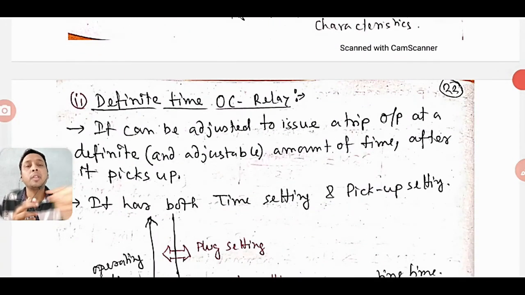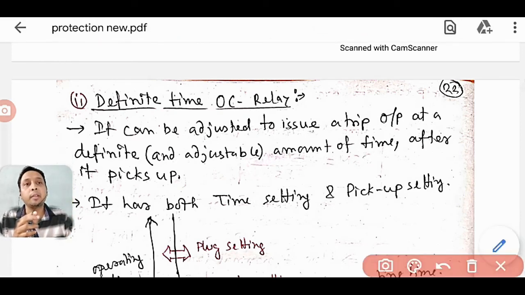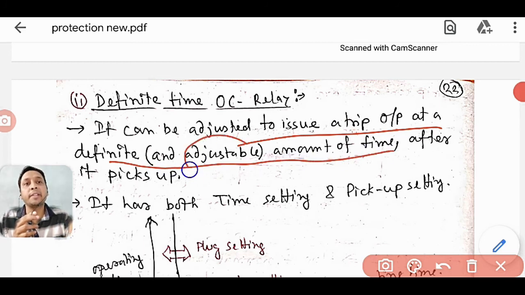Now next comes the DTOC, the definite time overcurrent relay. Here we will fix a current value and a time: 0.5 second, 0.3 second, 0.2 second, whatever. Before that, the fault will not be cleared. It will take this much time for sure. It can take a little bit more than that, because the CT will take time to sense, but you will give some intentional time delay there. So it issues a trip command after a definite amount of time, that is adjustable. You can adjust that definite time after it picks up.